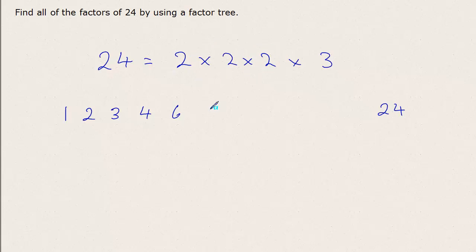2 times 2 times 2 is 8. That'll be a factor. Take 2 of the 2's with the 3. 4 times 3 is 12, which is a factor. And if we just take all of them, that gives us 24, which we know is a factor. So we can find all of the factors just by taking all of the combinations of the prime factors.